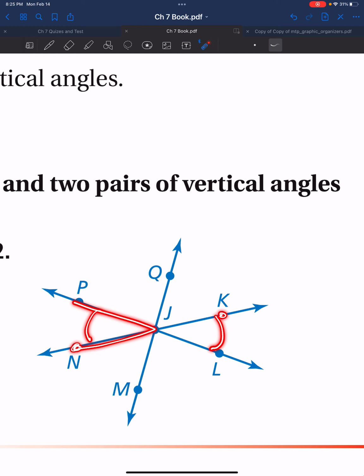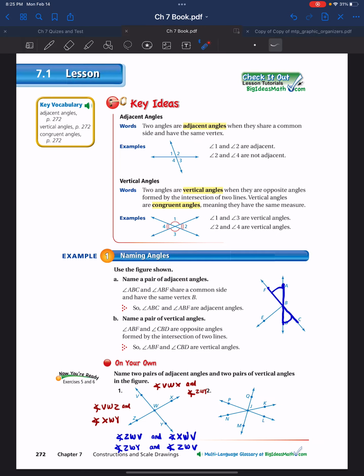NJP and KJL. I could say this angle and this angle are vertical. That's QJP and MJL. And it looks like I could say this angle and this angle are vertical, so NJM and QJK. All right, let's go to the next page.